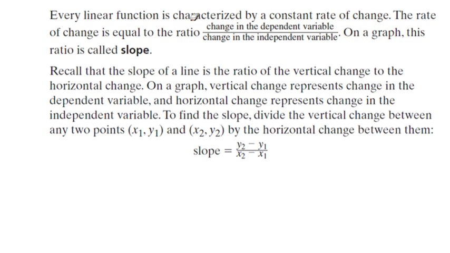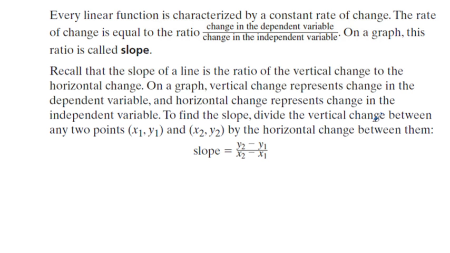Every linear function is characterized by a constant rate of change. The rate of change is equal to the ratio of change in dependent variable over the change in independent variable. On a graph, this ratio is called slope. Recall that the slope of the line is the ratio of vertical change to the horizontal change. On a graph, vertical change represents change in the dependent variable, and horizontal change represents change in the independent variable.